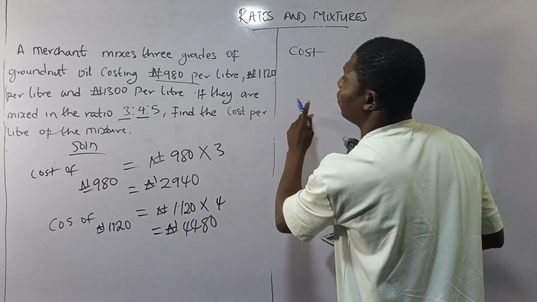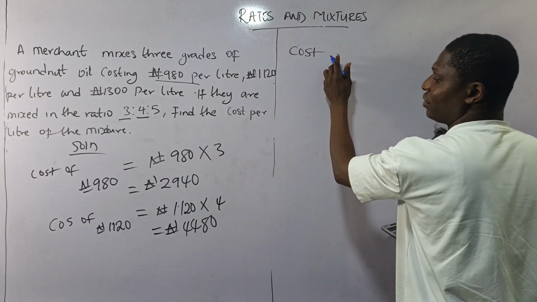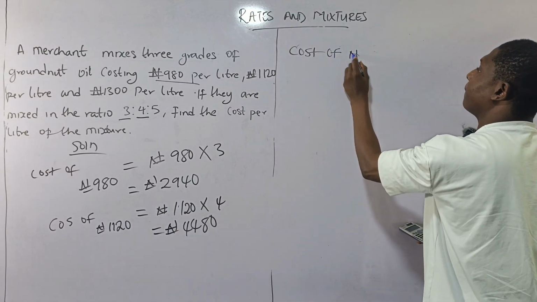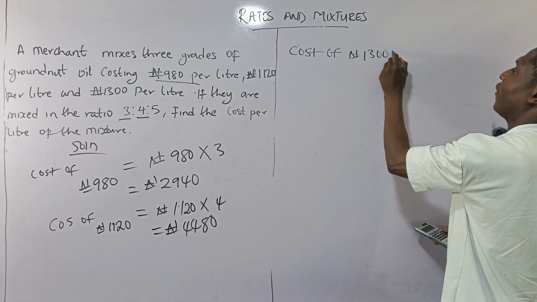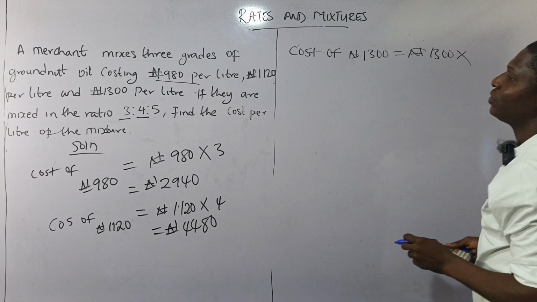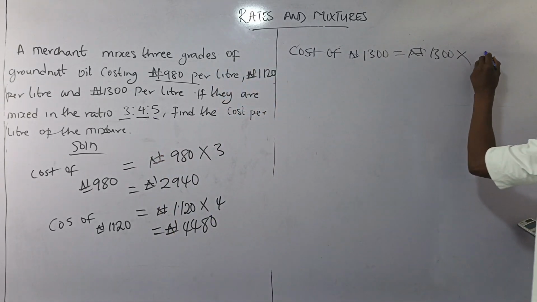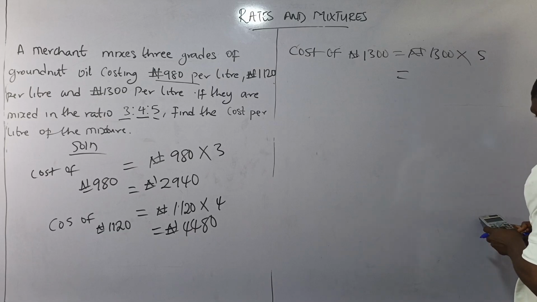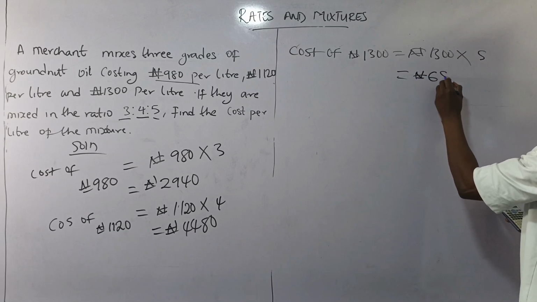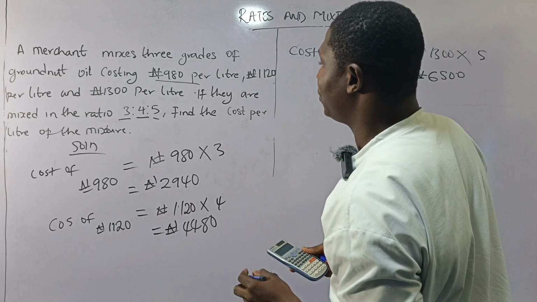While the cost for the oil that is sold for 1,300 naira per liter will be equal to 1,300 naira times the quantity of that oil, which is given as 5 in this case. So I have times 5. So 13 times 5 will give me 6,500 naira. Now I've gotten the 3 costs.